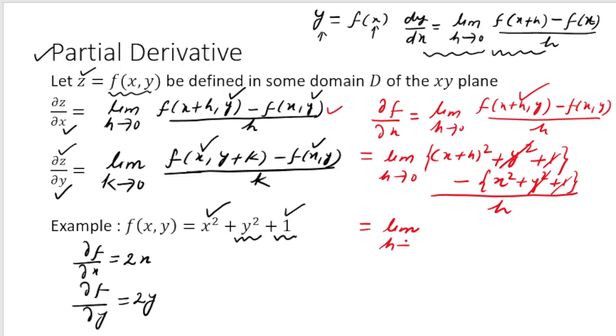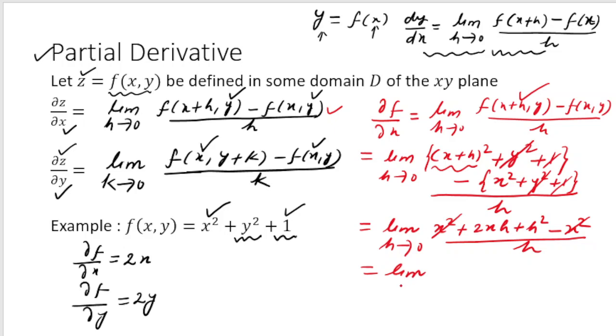I will get limit h tends to 0, x plus h whole square, that is nothing but x square plus 2x into h plus h square minus x square divided by h. So this x square and x square is cancelled. Now to evaluate the limit I am going to take h common, and here I am writing 2x plus h, and this is divided by h, so this h and h cancel, and if I put h tends to 0, this limit will give me the value 2x, which I already have got here.